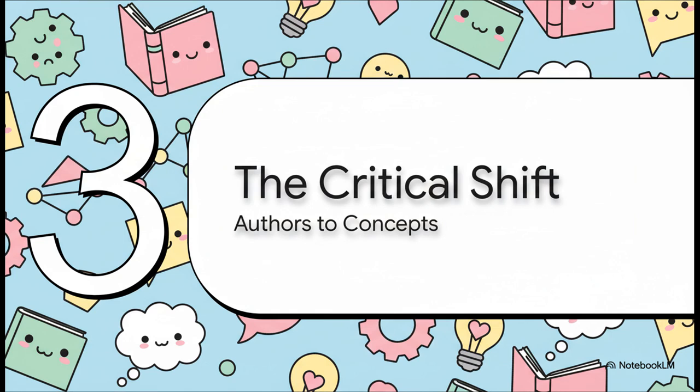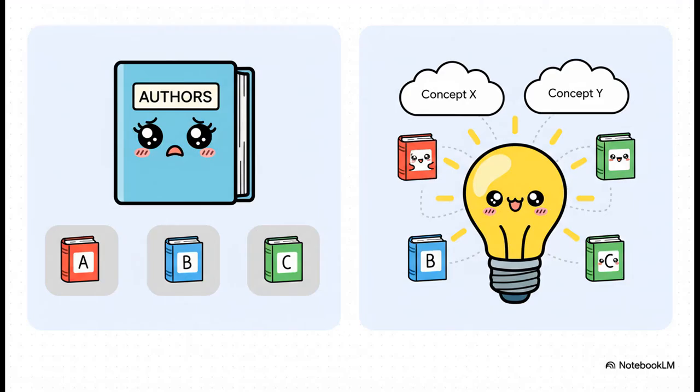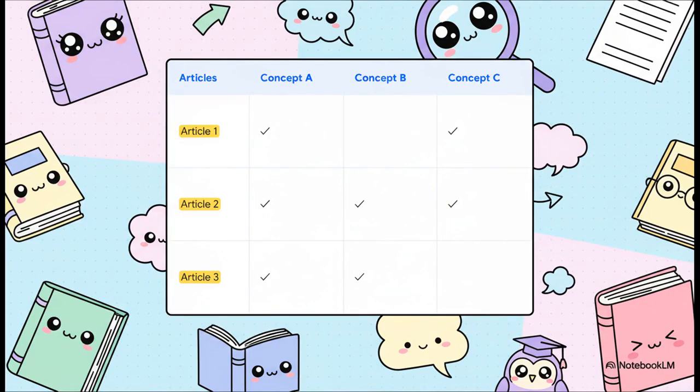But now we get to the most important part. This is the one mental shift that, I promise you, separates a decent review from an absolutely excellent one. This is it, right here. You have to shift your focus from authors to concepts. Look at the difference. On the left, you've got the boring phone book. Author A said this, author B said that. But on the right, that's a synthesis. It organizes the entire conversation around the big ideas, showing how different authors all contribute to our understanding of concept X or concept Y.